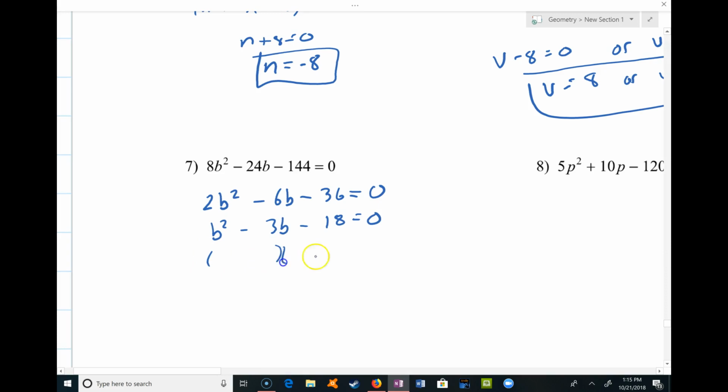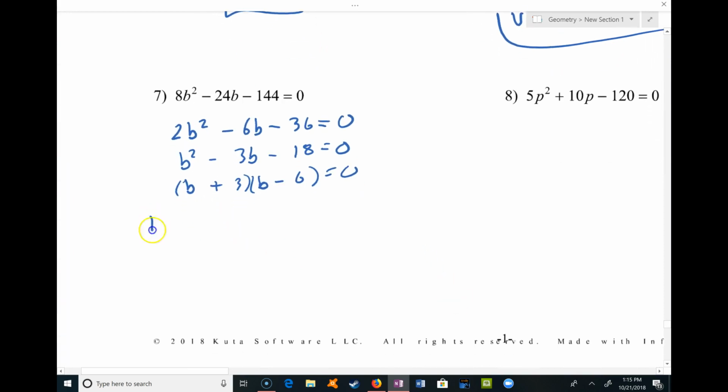Now, hopefully it's factorable. So that would be b there and b there. And what are my options? 2 and 9, which doesn't give me a difference of 3. How about 3 and 6? Yes, 3 and 6. I want the 6 to be negative and 3 to be positive.